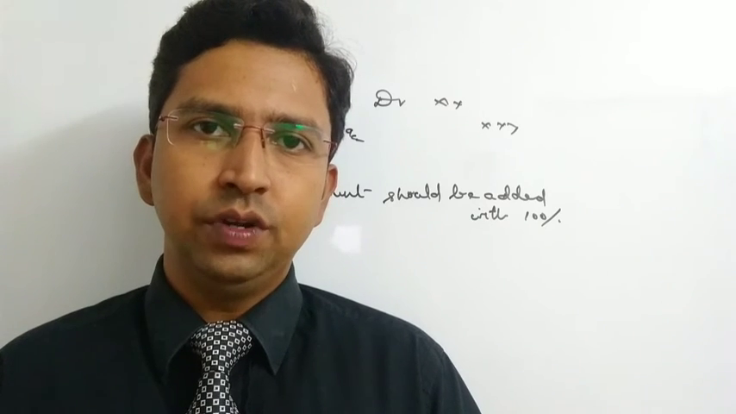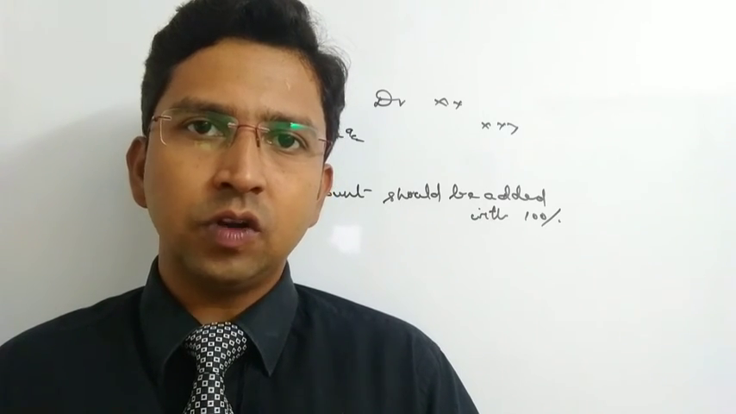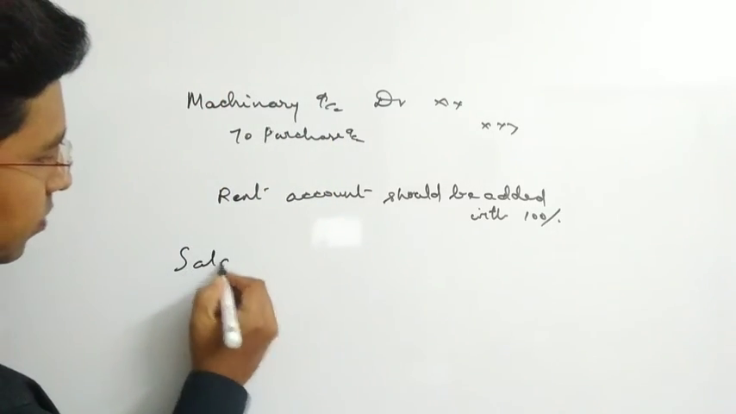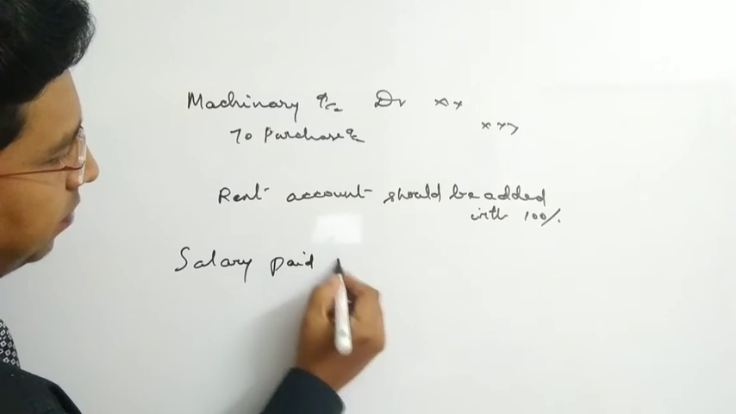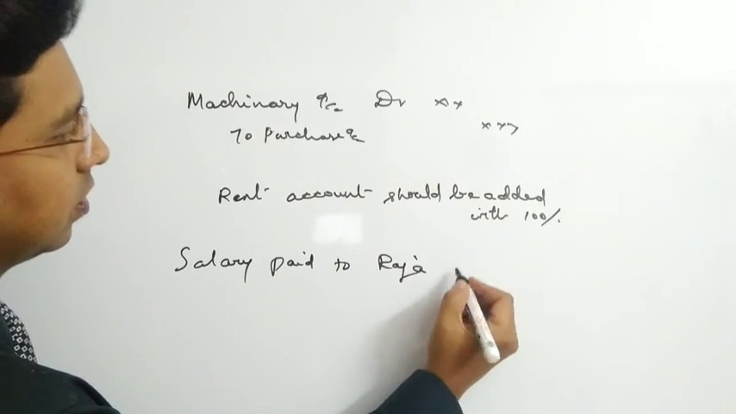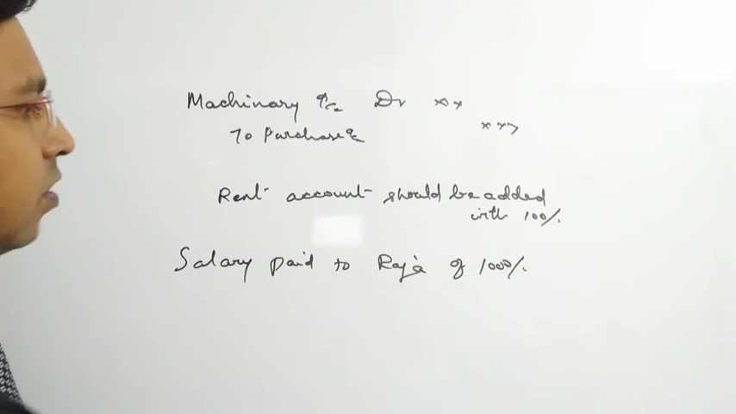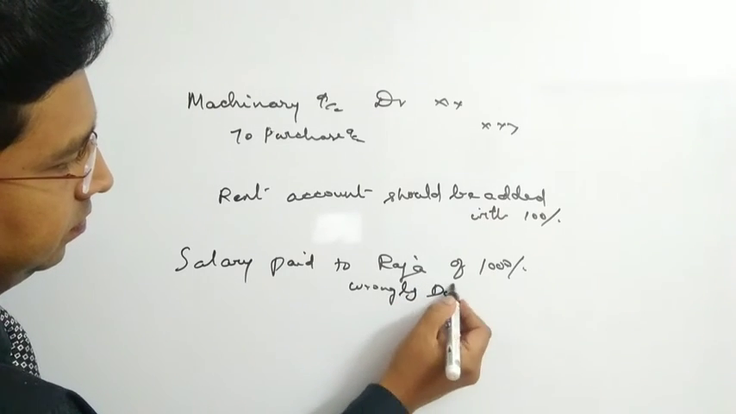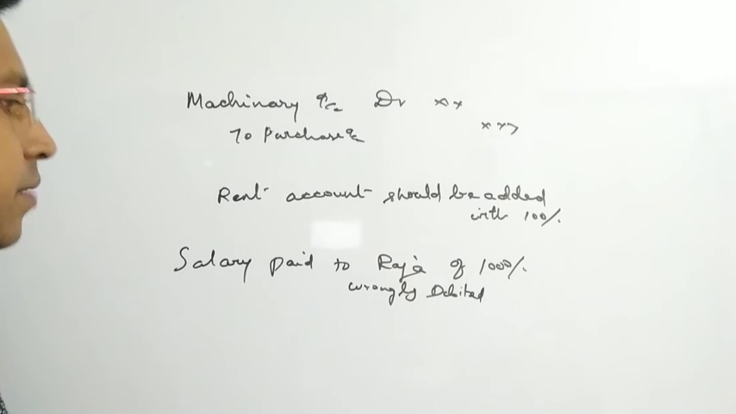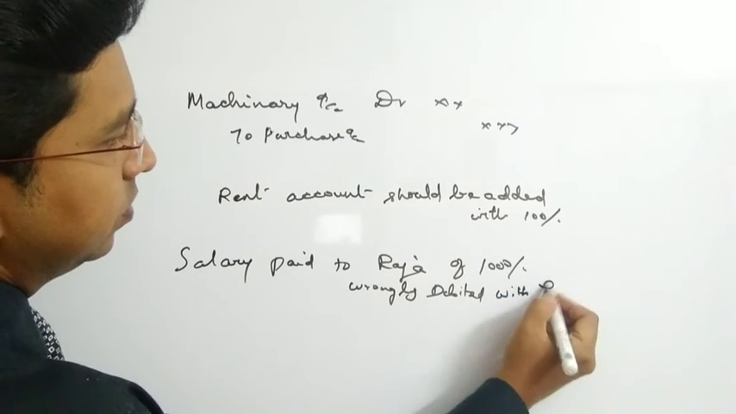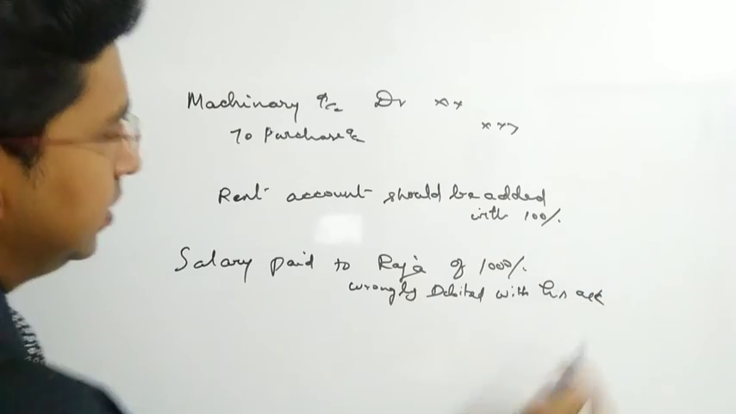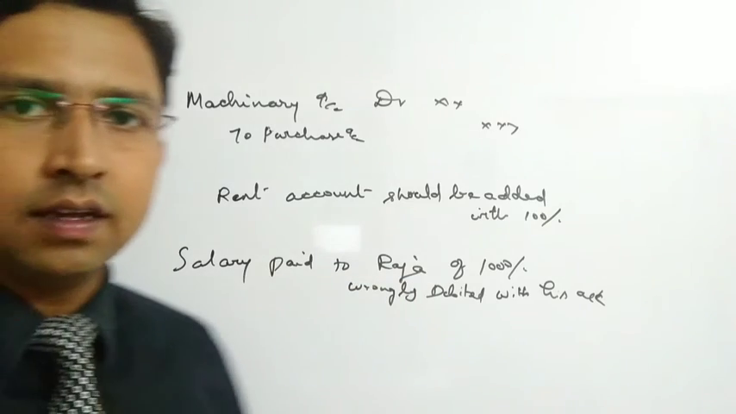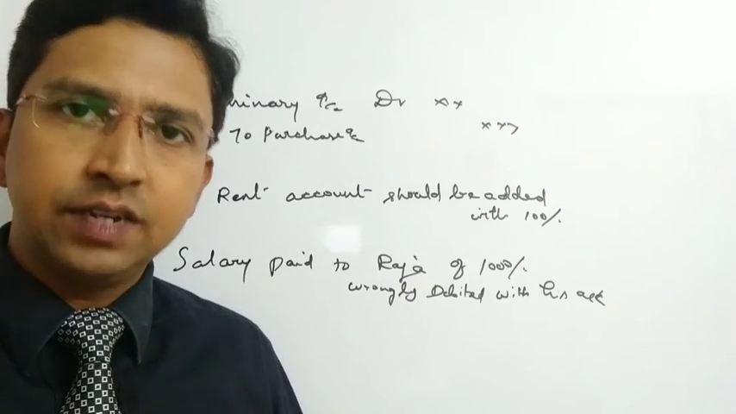Wages paid to Raja wrongly debited in Raja account. Okay, so salary paid to Raja of ₹1,000, imagine, wrongly debited with Raja account. Wrongly debited with his account. So this is a double-sided error. So what we have to do? Salary paid, what would be the right entry? Salary account debit to cash account.